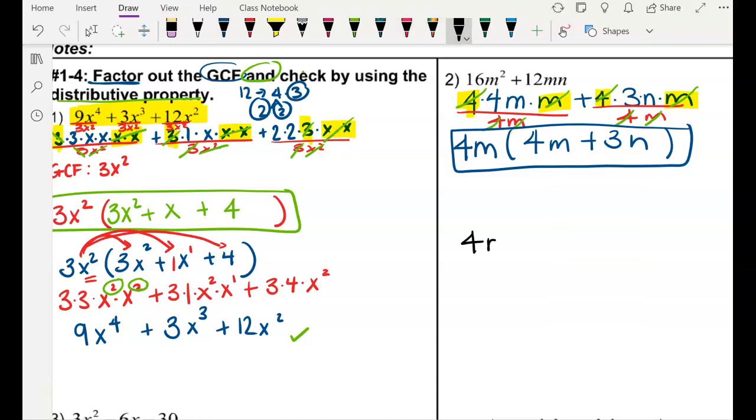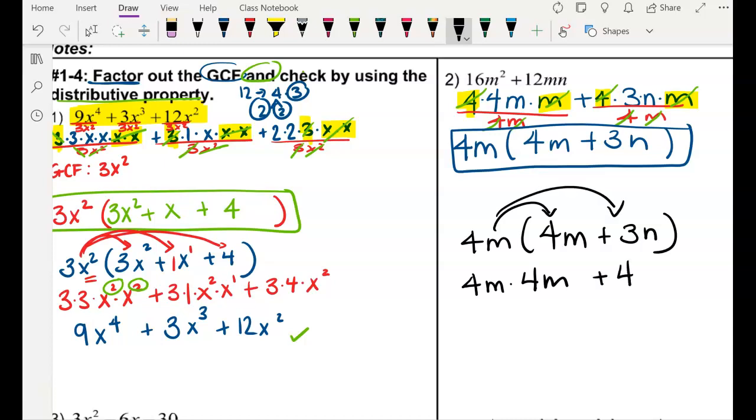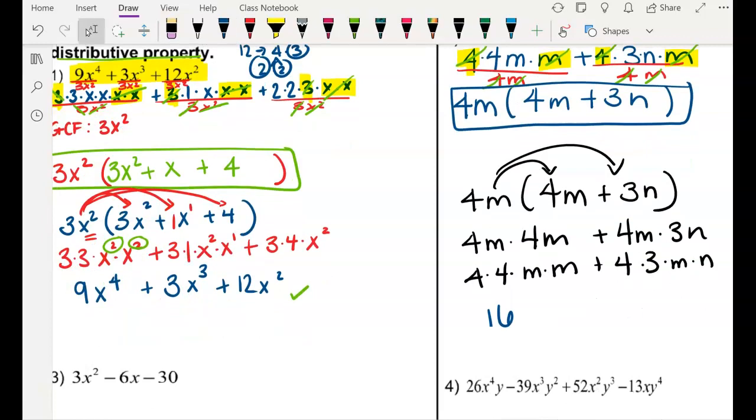So copy it back down, okay, to check it, meaning that we want to make sure when we FOIL this back or distribute this back, we get the same exact as the original. So you got 4m times 4m, okay? Then this one over here plus 4m times 3n. We always put the numbers together and the variables together, okay? And remember, as mentioned earlier, if you already know how to get straight to the answer, you are more than welcome to go straight there and not have to do all of this work.